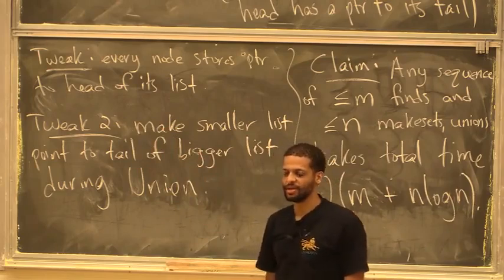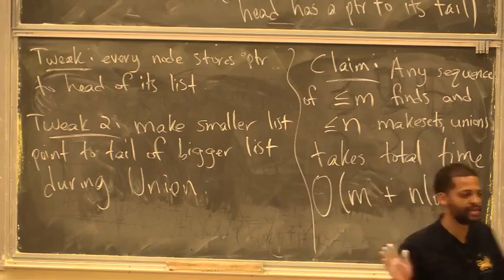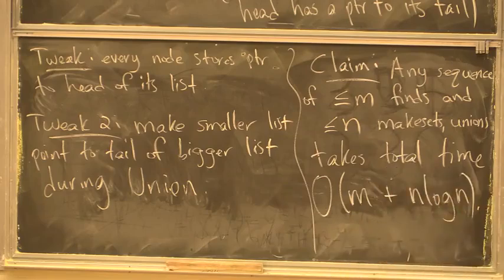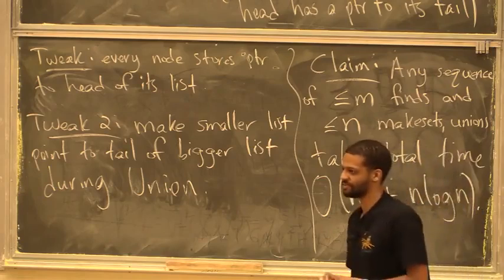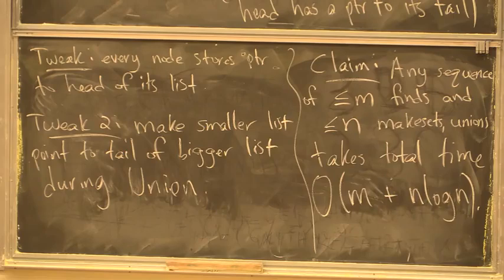So for Kruskal's algorithm, this means you don't actually even need the disjoint forest data structure to get m log n time. You can just use this very simple thing with linked lists. I mean, the disjoint forest data structure is not that hard to implement either, but you don't actually need it for Kruskal. Okay? So why is this claim true?